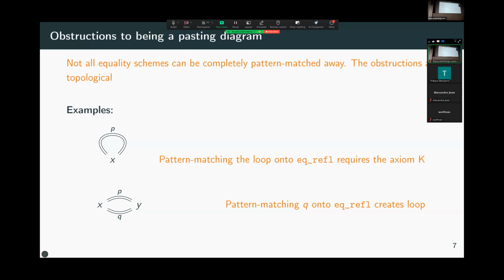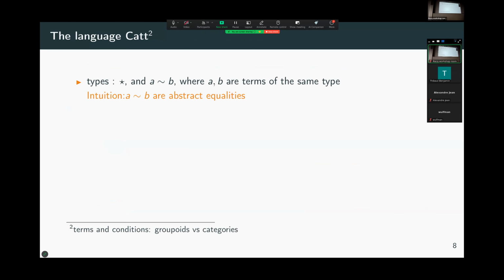Okay, so hopefully you have a feel for pacing diagrams, how to express them and what they are now. And so let me introduce the language Cat. Again, I'm simplifying stuff because I don't want to deal with groupoids versus categories, but ignoring that, Cat is a language where I have 2 sorts of type. I have a type that I denote star, which is kind of like an arbitrary base type if you want. And then I have A tilde B, where A and B are both terms of the same type.